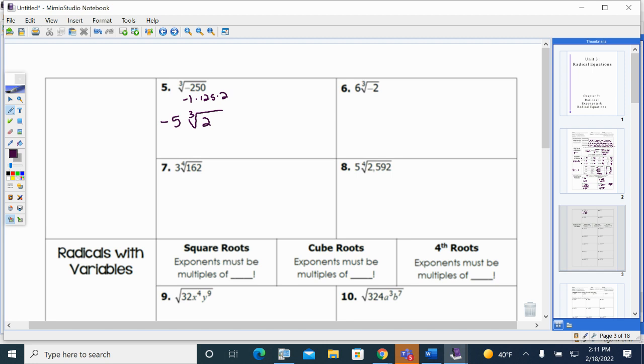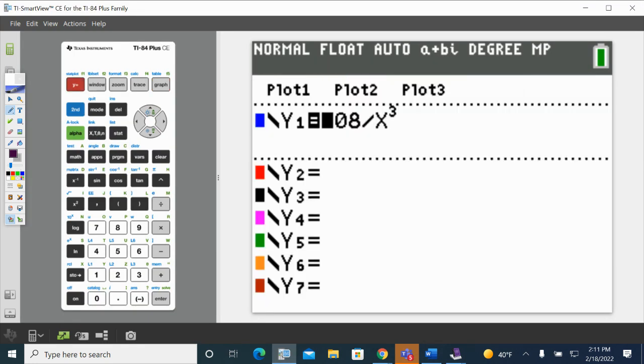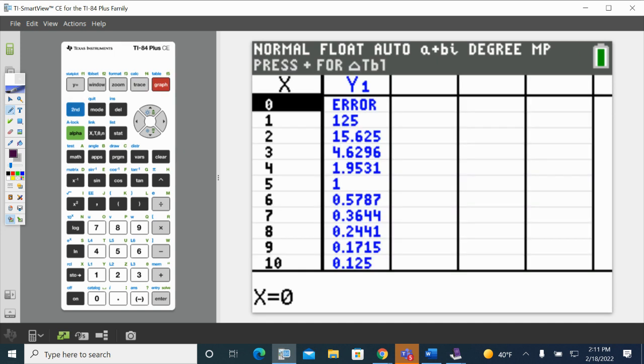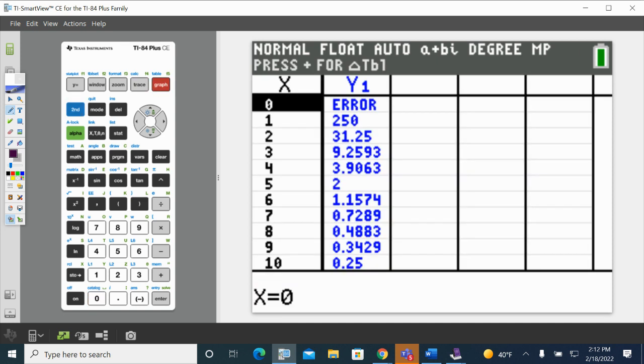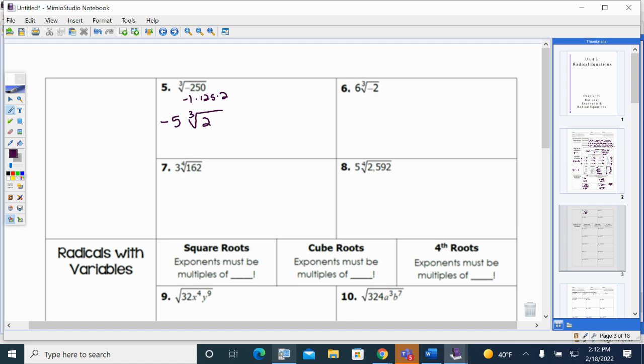If you're using the calculator, I would go to y equals, again, just do the 125. You're going to know that the negative underneath an odd index is going to be a negative on the outside, so I would not make that a negative. I should have made that 250. So sorry. Y'all are probably screaming at me. So there's your 5 cube root of 2. And again, it's going to be negative 5 because there's a negative on the inside and it is a cube root.